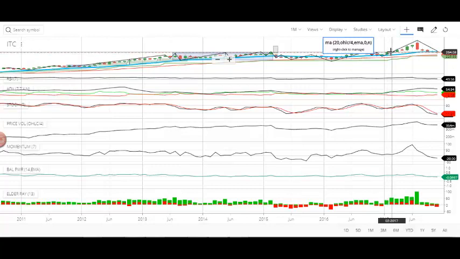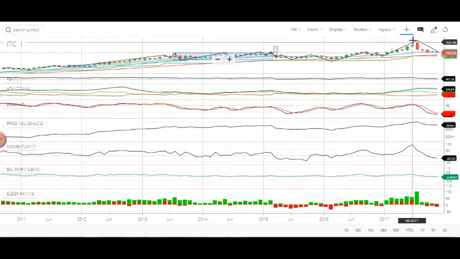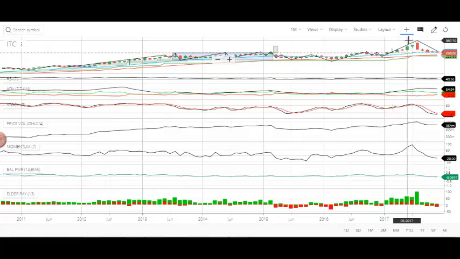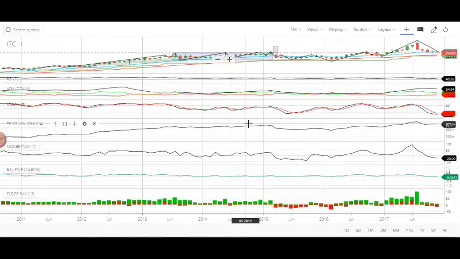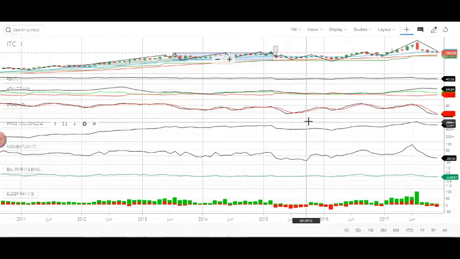Only in February 2017, this stock crossed that price barrier, and shot up and reached 367. And then it went into a consolidation phase. So the point is, right now the stock is undergoing a consolidation phase, and it recently went down.